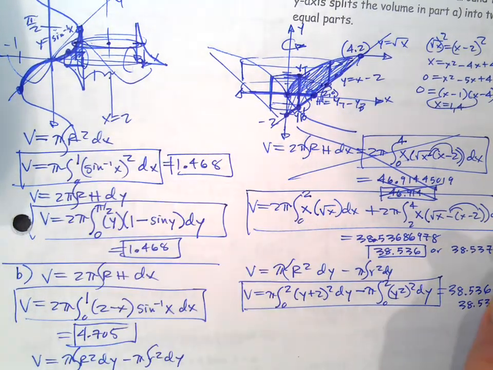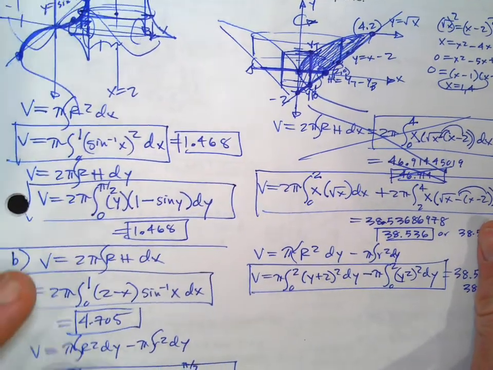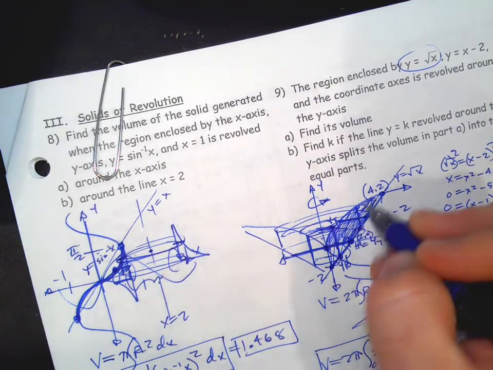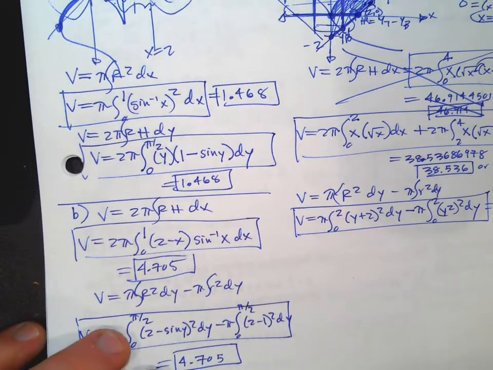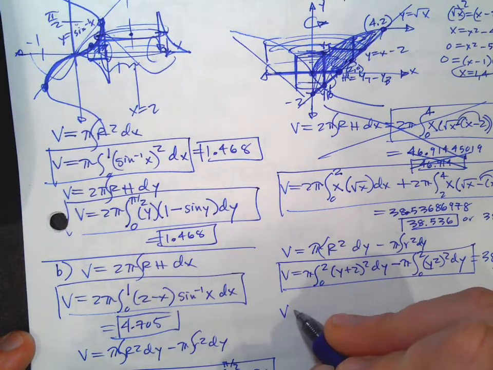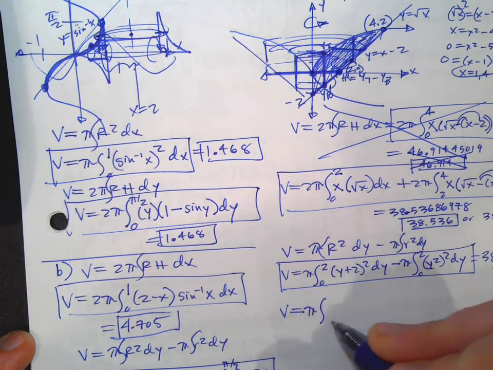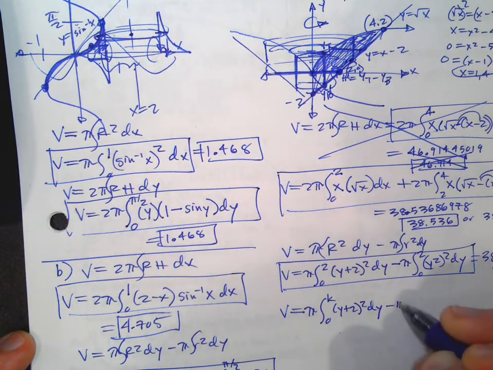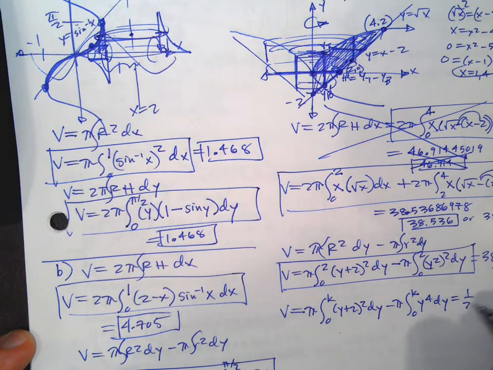So part B says find K if the line y equals K revolved around the y-axis splits the volume into 2 equal parts. So there's some line y equals K that would cut this volume in half. What we want to do then is we definitely want to do the horizontal setup. So we definitely want to use this. But we're going to go 0 to K. So we're going to use the same thing, 0 to K. And then it should equal half of this area.